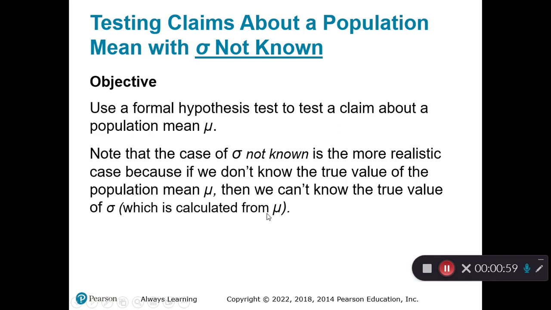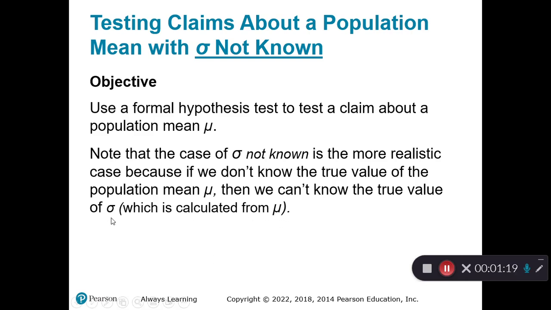It's because if we're testing a claim about mu, that means we don't know mu's true value. After all, if we know the value of mu, why test a claim about it? It either is equal to mu or it's not. There's no need for a hypothesis test.